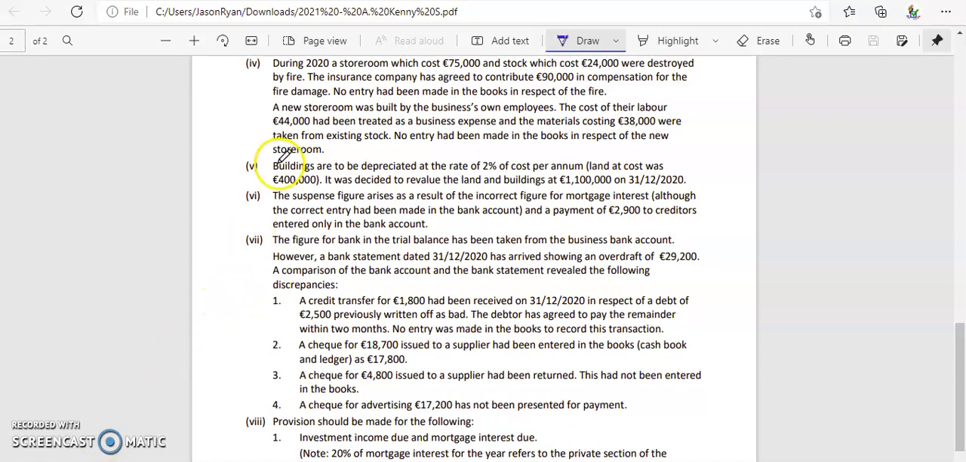Okay, so let's have a look at the sixth adjustment for Kenny, the 2021 sole trader account. It tells us the suspense figure arises as a result of the incorrect figure for mortgage interest. So it's telling us that mortgage interest is wrong.